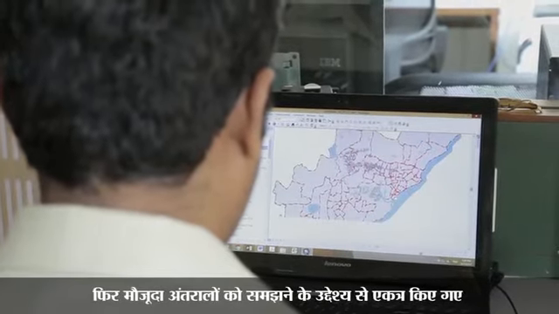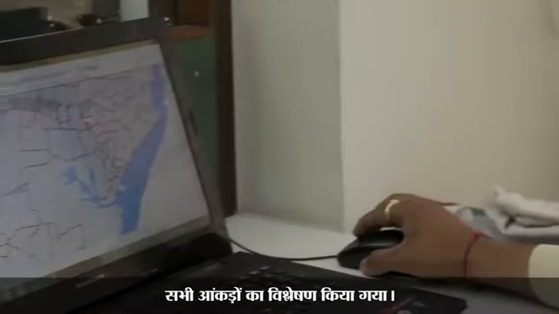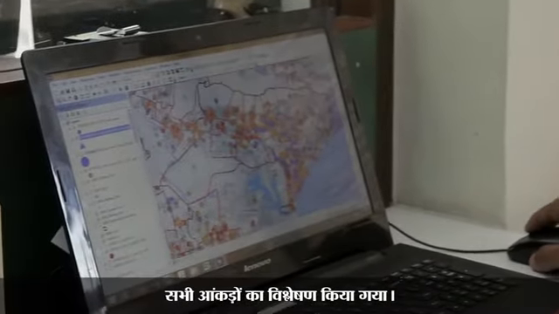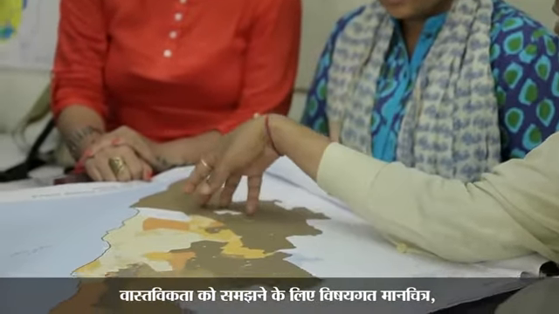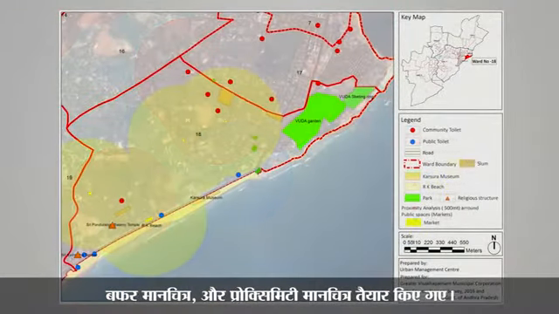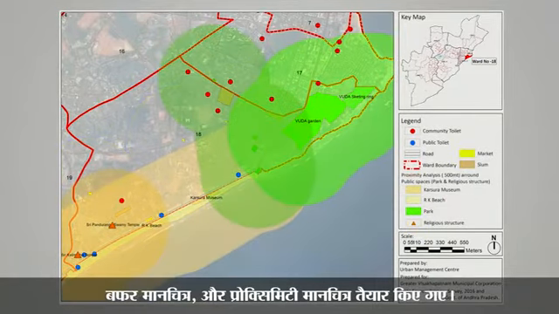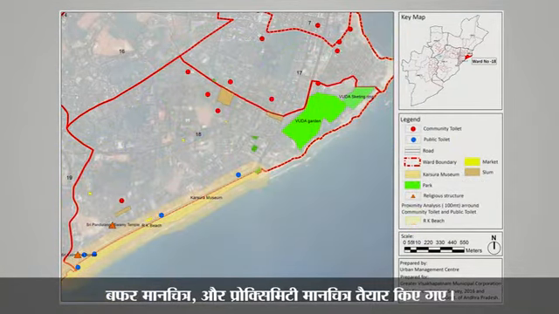All of the collected data is then analyzed with the purpose of figuring out the existing gaps. All the data that we got through primary and secondary form was analyzed. Thematic maps, buffer maps and proximity maps were prepared to understand ground reality.